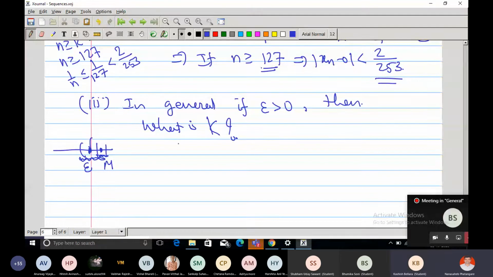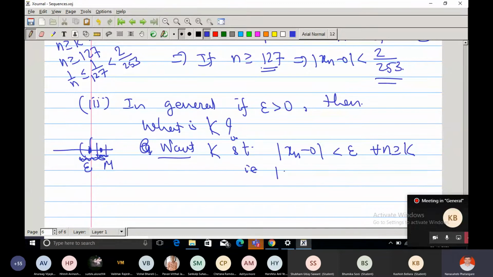So for whatever epsilon, can you generate the formula for k? Suppose your friend gives you epsilon, immediately you will be able to produce k. So can you generate the formula in general? K should be greater than 1 upon epsilon. Given epsilon, we want k such that |xn minus 0| is less than epsilon for all n greater than or equal to k. That is, we want |1 by n minus 0| less than epsilon. That means 1 by n is less than epsilon, that means n is greater than 1 by epsilon.